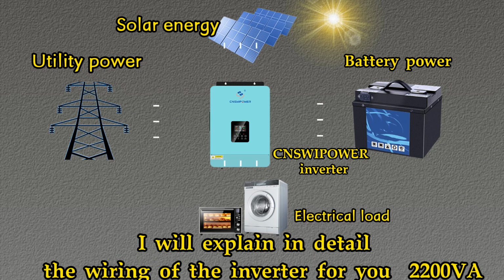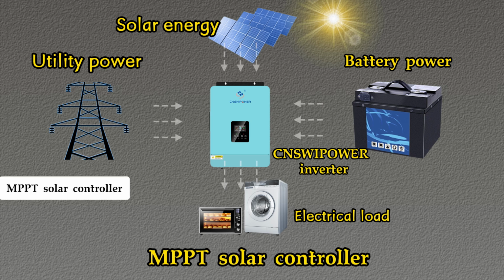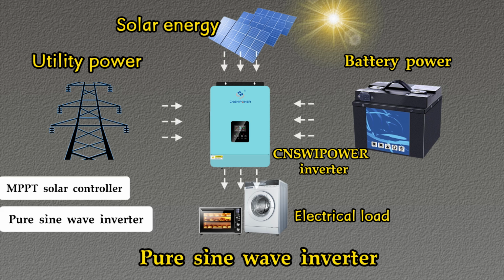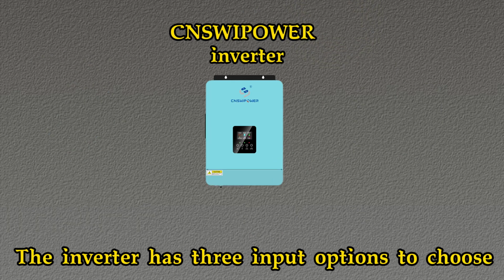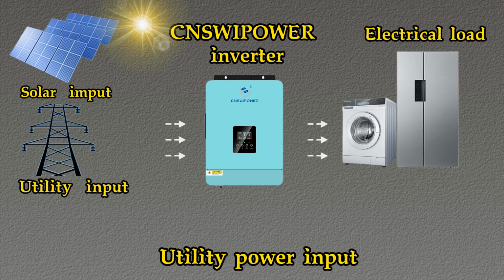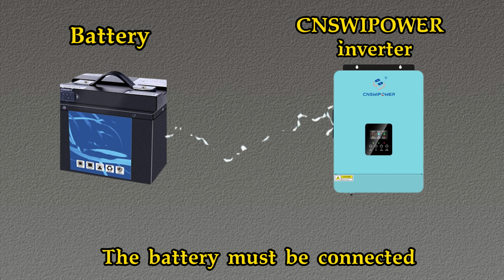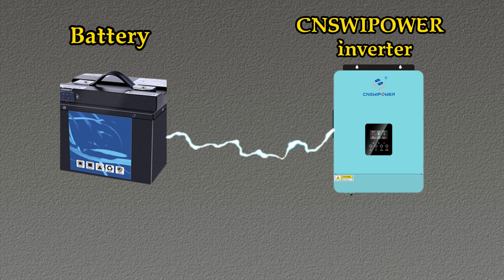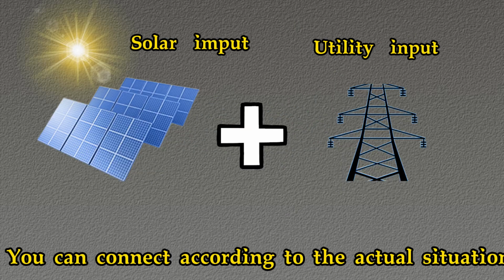In this video, I will explain in detail the wiring of the inverter for you: core functions, MPPT solar controller, pure sine wave inverter, utility charge, all in one. The inverter has 3 input options to choose: solar energy input, utility power input, and battery power input. The battery must be connected. You can connect according to the actual situation.